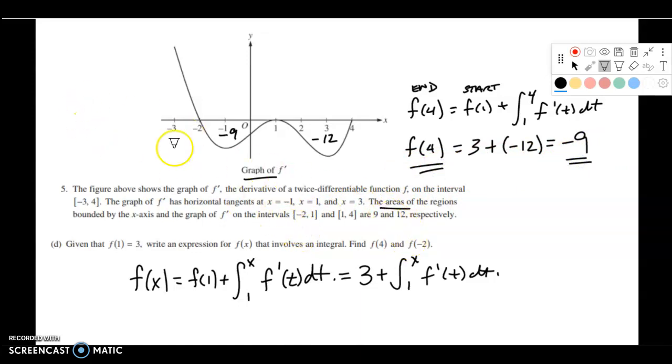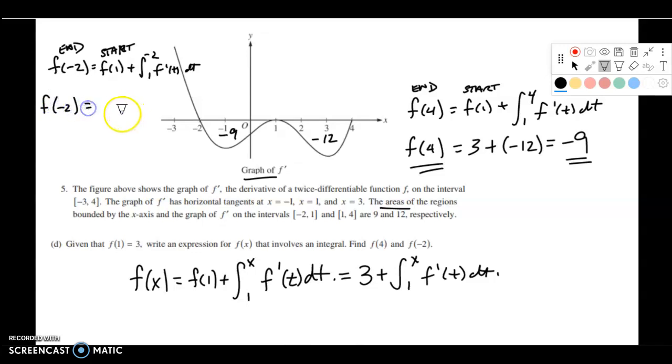And then they also ask you to find f of -2. So f of -2 is f of 1. So this is where we want to end up. We're going to start from f of 1. That's the only value we know on f. Plus the integral from 1 to -2 of f prime t dt. We got to work from where we're going to start to where we're going to stop. Now the problem with this is that the bounds are backward, right? So we have to reverse the bounds, but we can do that by negating the integral. So f of 1 is 3 minus the integral from -2 to 1 f prime t dt.